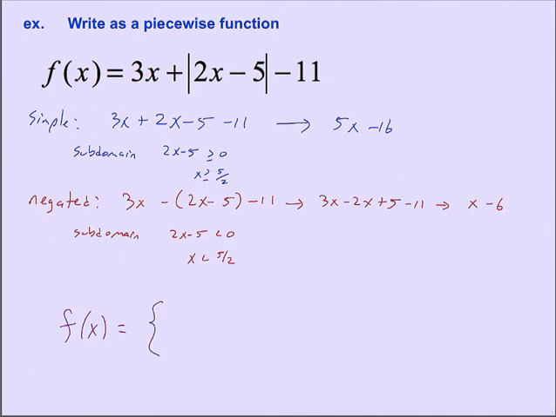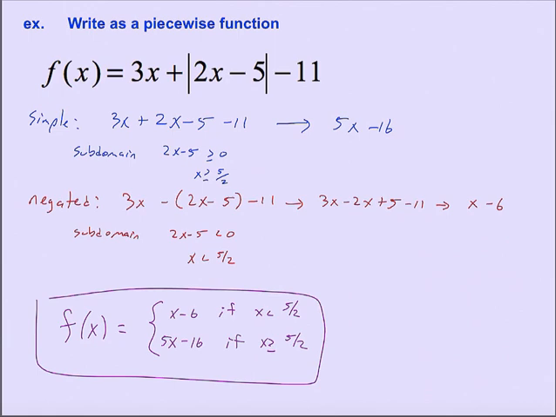So f of x is, again, I'm going to put the negated one first only because it's the leftmost x values. The smallest x values go into the negated version. It's not always that way, but it is here. So we'll follow the rule x minus 6 as long as x is less than 5/2. And we'll follow the rule 5x minus 16 as long as x is bigger than or equal to 5/2. And that is the piecewise way of writing this absolute value function.